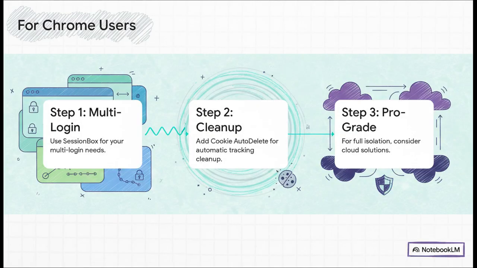And for all you Chrome users out there, your best bet is to start with Sessionbox for all that multi-login goodness, then add an extension like Cookie Auto Delete. It's great, it just automatically cleans up tracking data when you close a tab. But, and this is important, if you need truly professional-grade isolation, where that fingerprinting is a real concern, you're going to need to look beyond simple extensions and toward cloud-based solutions.